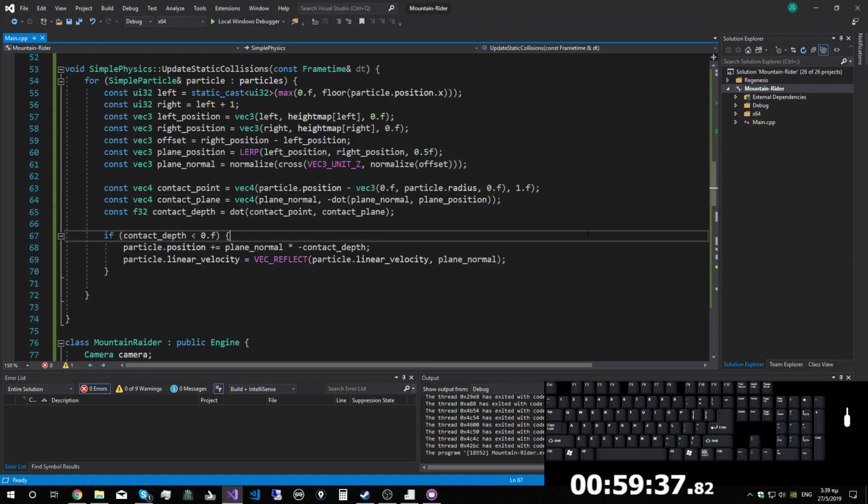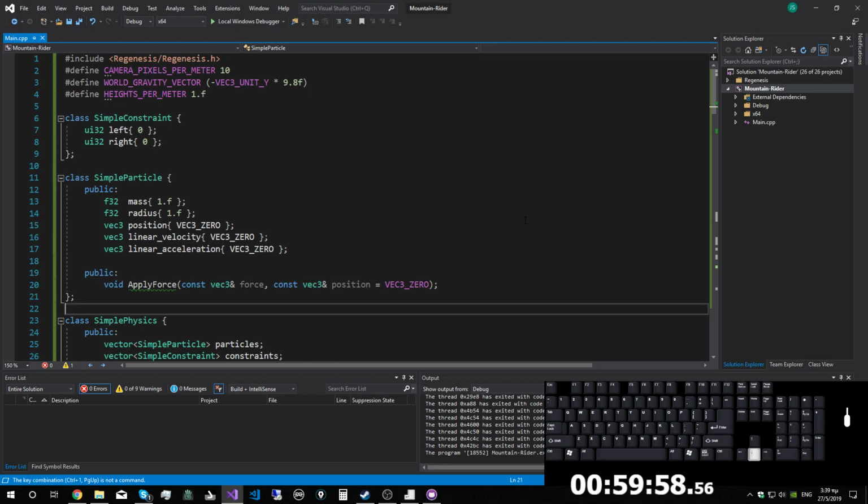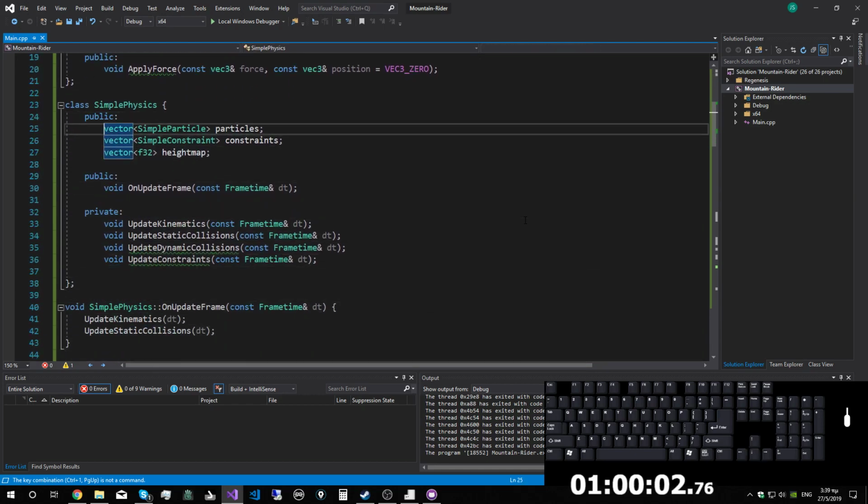Okay, so let's continue with this. Actually, one moment. And now we need to make the constraints. Okay. Now we need to connect those particles together.